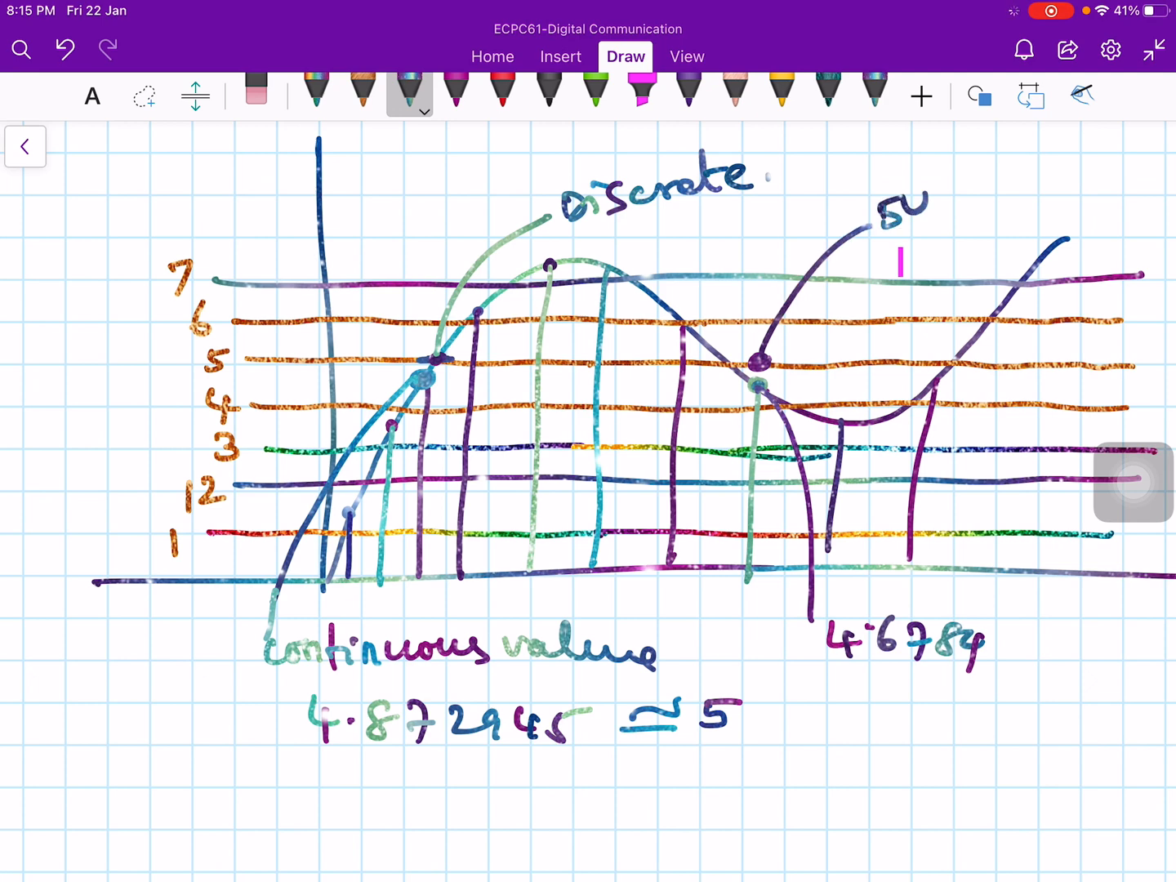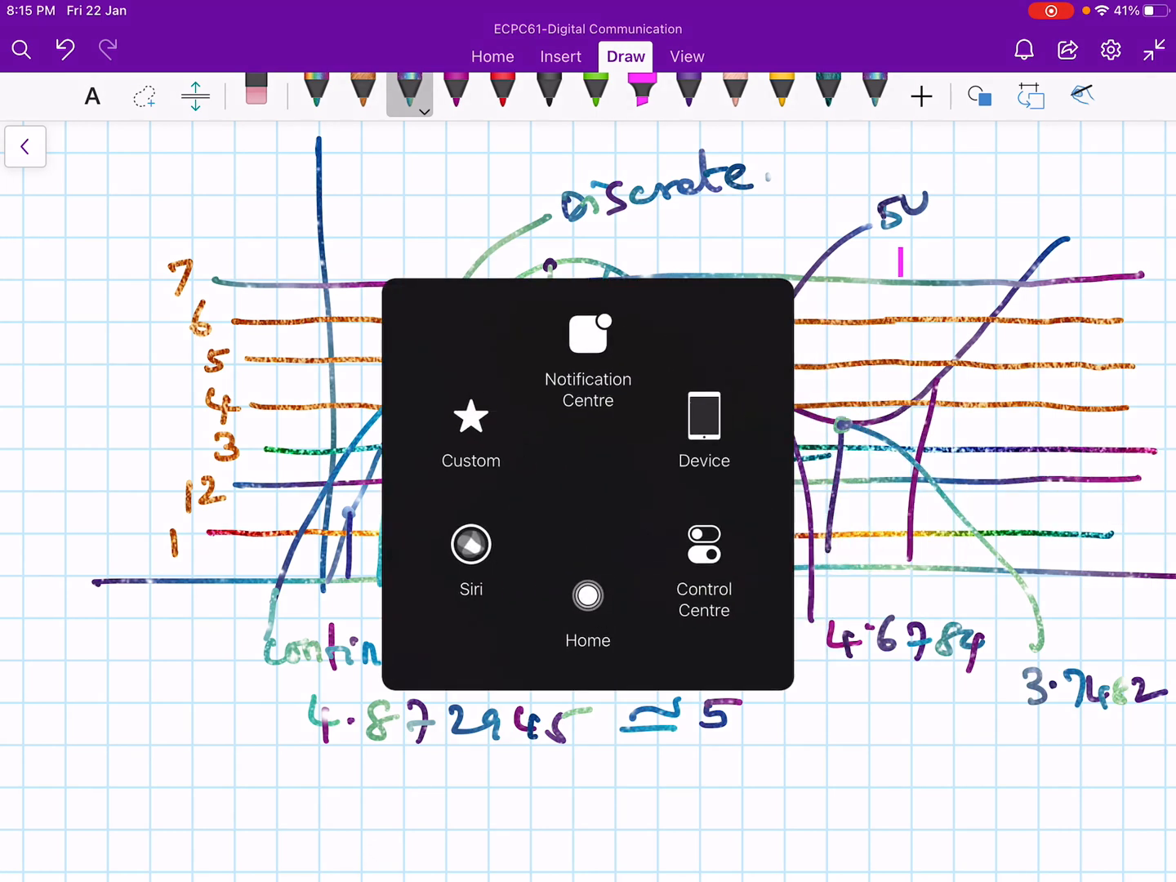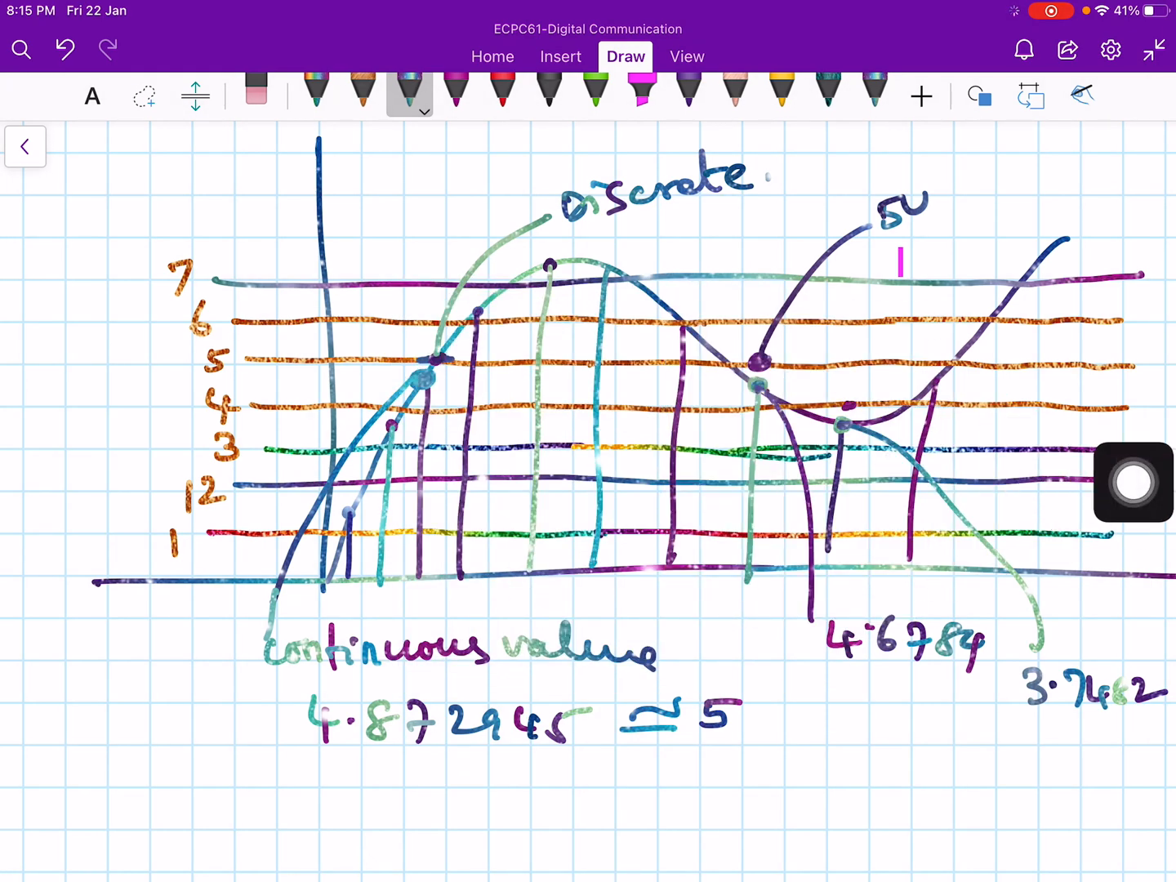Let's say this value is 3.7482, then this is rounded off to this point. This point is 4 volts. So that's what generally your quantizer will do. And this is your analog signal, voice signal.